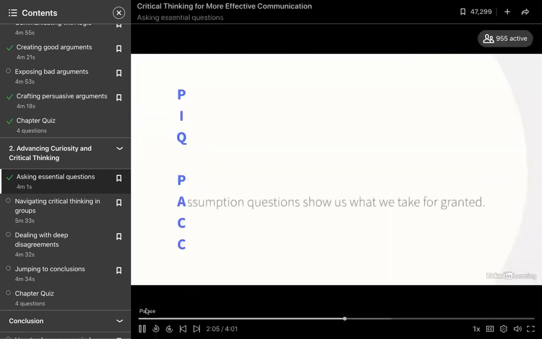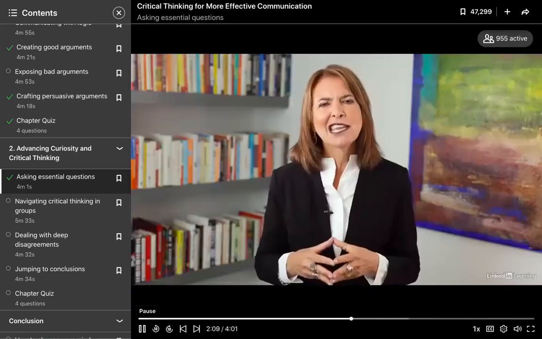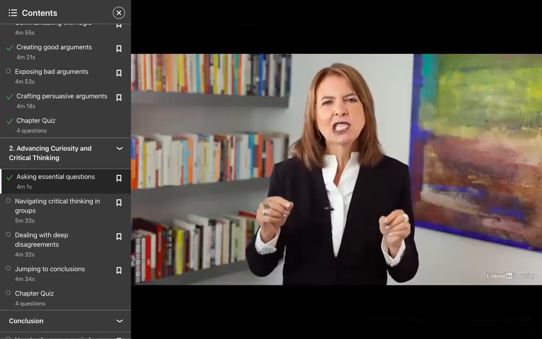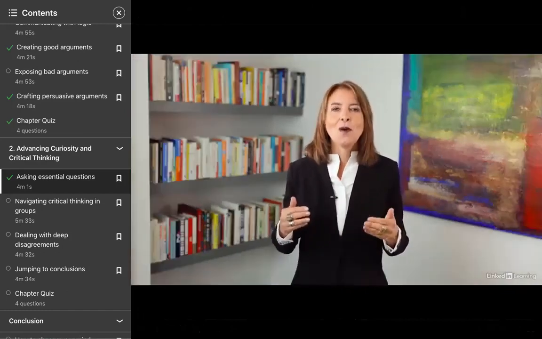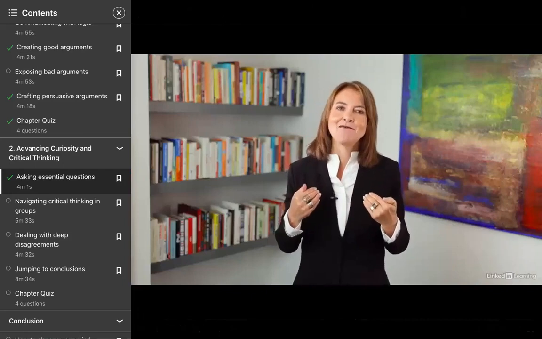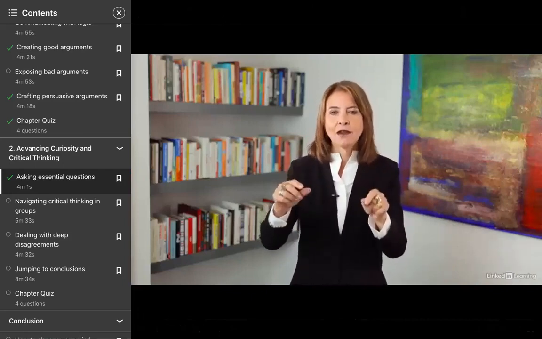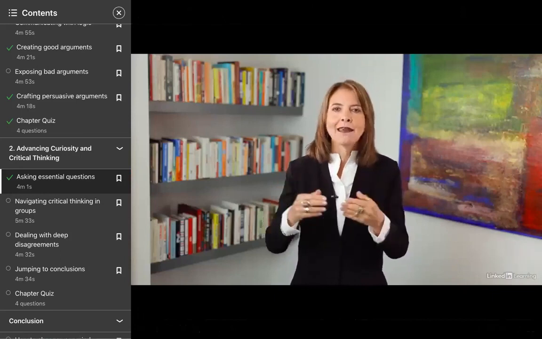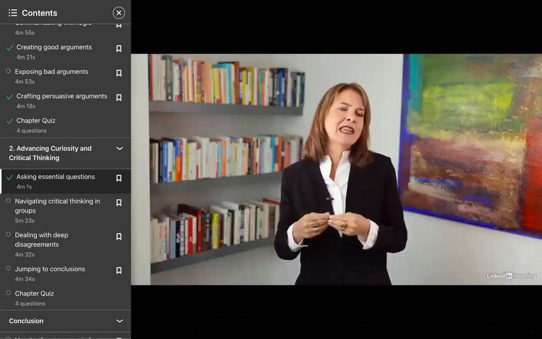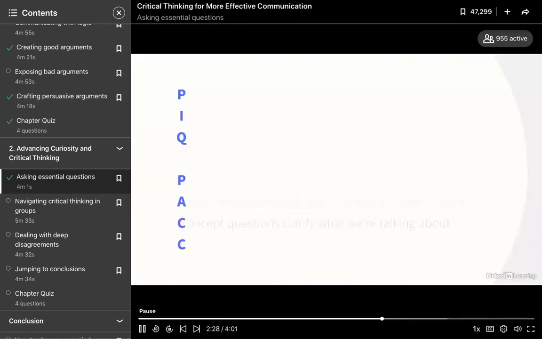Assumption questions show us what we take for granted. Assumptions are particularly delicate, so it's best to start with questioning your own out loud. What am I assuming that might be wrong? Then you can ask, what are you assuming? And why do you assume that? And under what condition might that assumption be wrong?